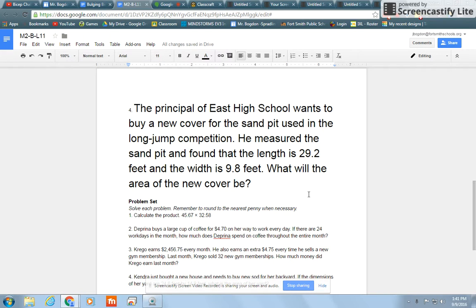The principal of East High School wants to buy a new cover for the sand pit used in a long jump competition. You need to keep those cats out of there. They'll end up leaving presents, right? So he measured the sand pit and he found that the length is 29 and 2/10 feet, and the width is 9 and 8/10 feet. What will the area of the new cover be?